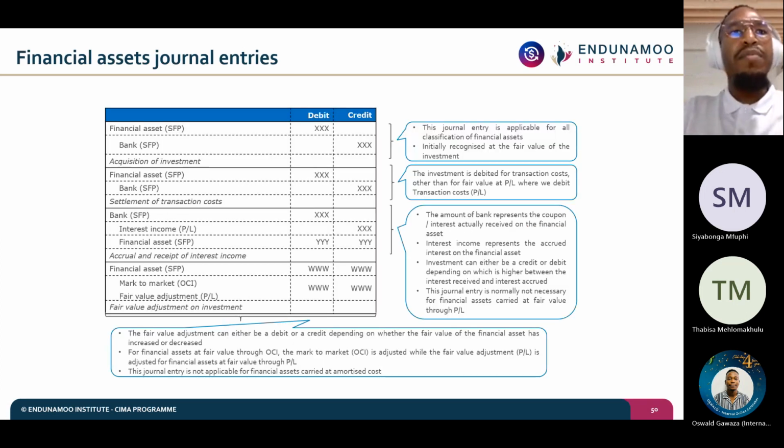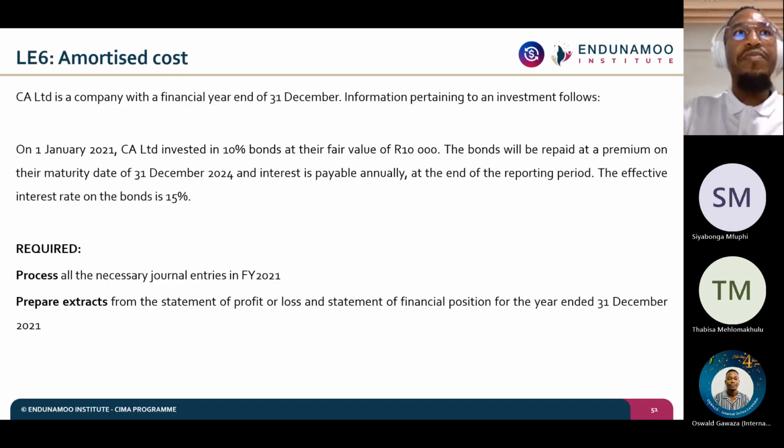And here's a quick example of the financial journal entries. You can look at these at your own leisure when you go through the lecture slides, but we are going to take examples just now to show you how the financial instruments operate and the journal entries associated with them. Let's take a quick example here.